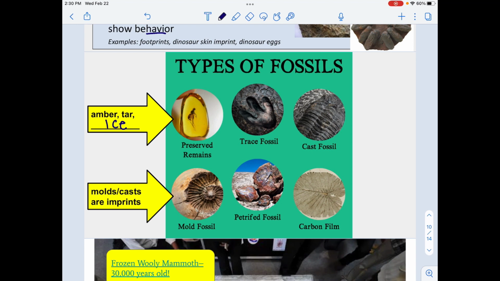Now, we can also have imprint fossils, and those are going to be where something is petrified, so replaced by minerals, or where a mold fossil, not like gross moldy cheese, but rather like something is molded inside of it. It looks like an imprint. And we can also have carbon film.